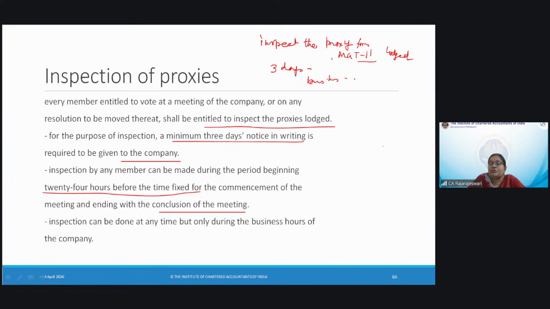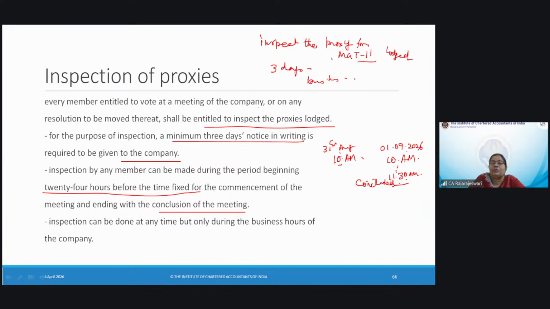Meaning, if my meeting is going to be held on 1st September 2026 at 10 a.m., I can do the inspection from 31st August from 10 a.m. to 1st September 2026, 10 a.m. Suppose the meeting runs from 10 to 11:30 a.m. Then the meeting is concluded at 11:30. So, from 10 a.m. on 31st of August to 11:30 a.m. on 1st of September, that is on the date of the meeting, the person can inspect.